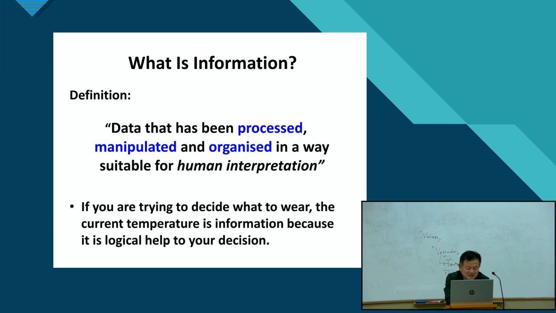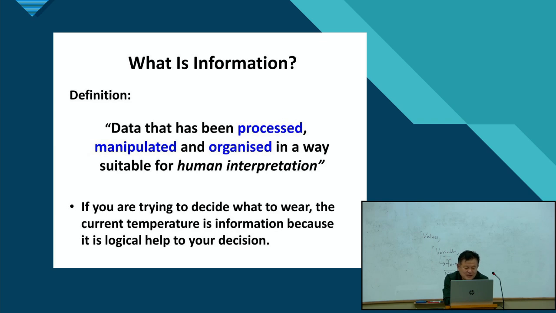Also organized: very scattered data is organized or sorted in a way suitable for human interpretation. It means humans can interpret the data, and then the output is information. The process is manipulated or organized, etc. This process is information from data.